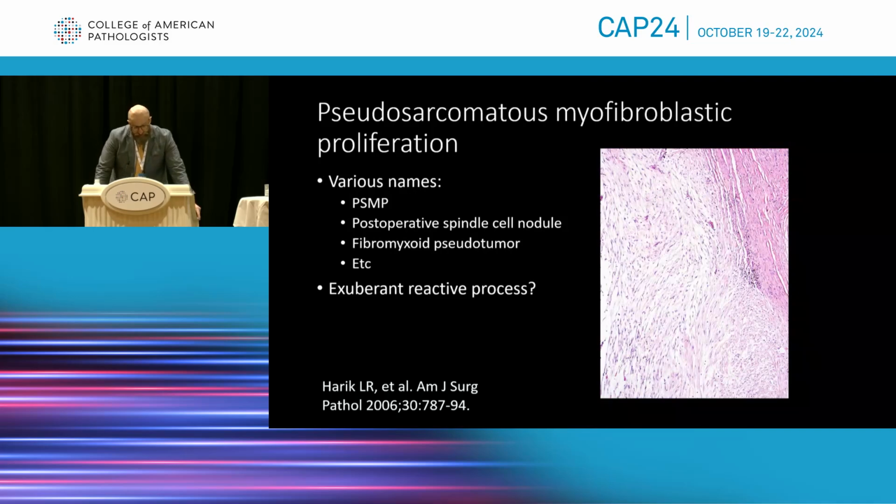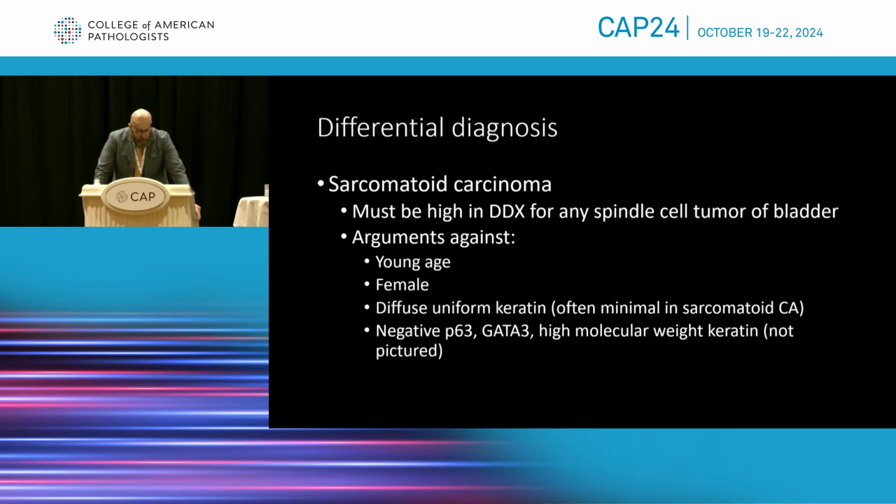So what do we do with lesions like this? I refer to these as a pseudosarcomatous myofibroblastic proliferation, but various names have been used for this type of lesion throughout papers over the years. Another one is postoperative spindle cell nodule, especially in the setting of a previous transurethral resection or biopsy, thought to be perhaps exuberant reactive myofibroblastic proliferation in response to the trauma of a previous biopsy. Another term that's been used is fibromyxoid pseudotumor. Historically, we've assumed that this represents an exuberant reactive process.